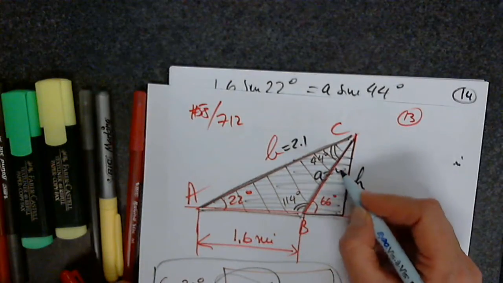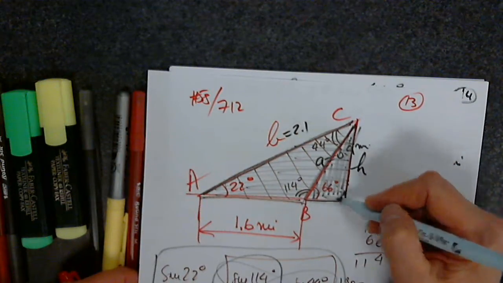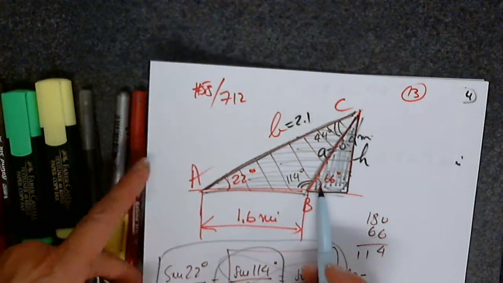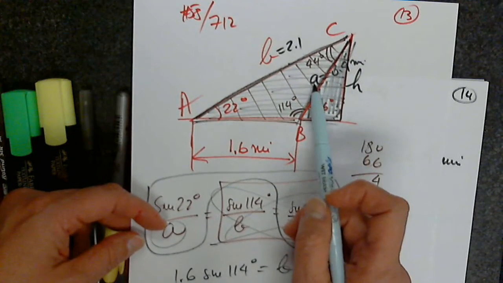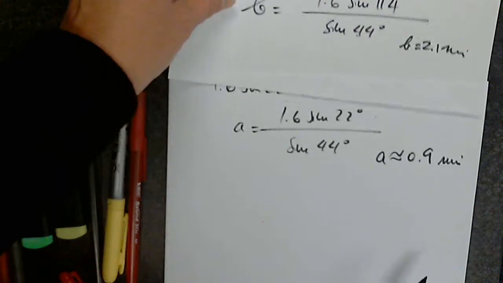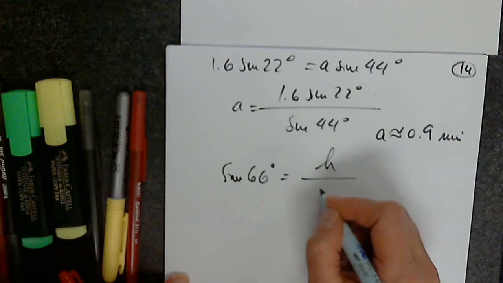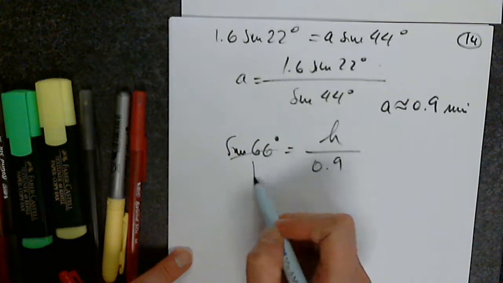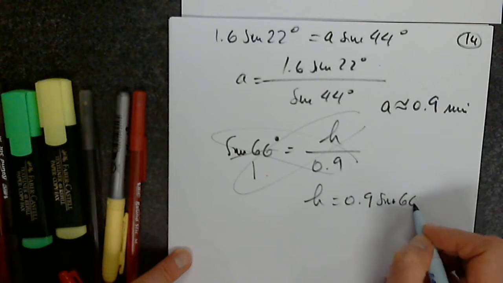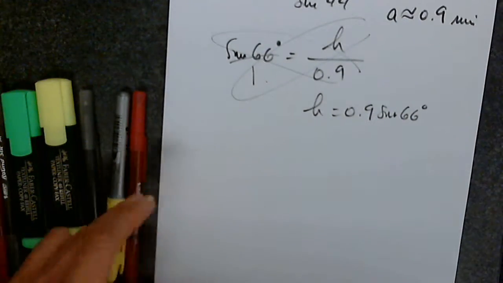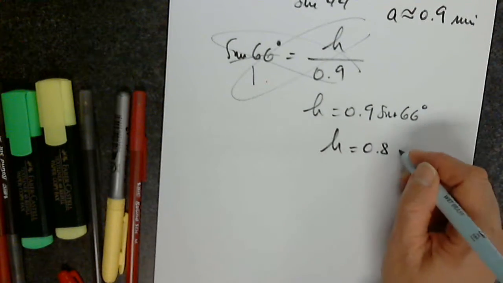If I have A, which is 0.9 miles, I can easily determine the height from the right triangle because I have this angle. Which trig function do I apply? Sine. Sine 66 degrees equals h over 0.9. When I cross multiply, I get h equals 0.9 times sine 66. And that will be how much? 0.8 of a mile.